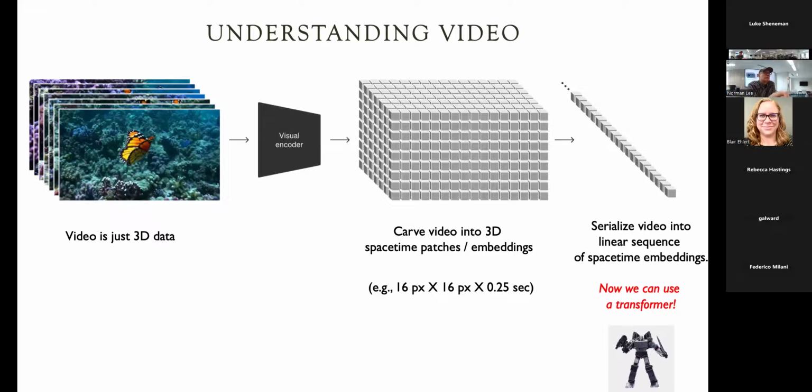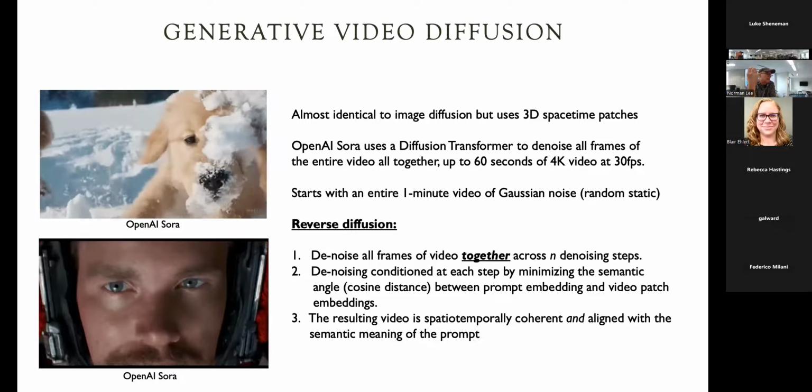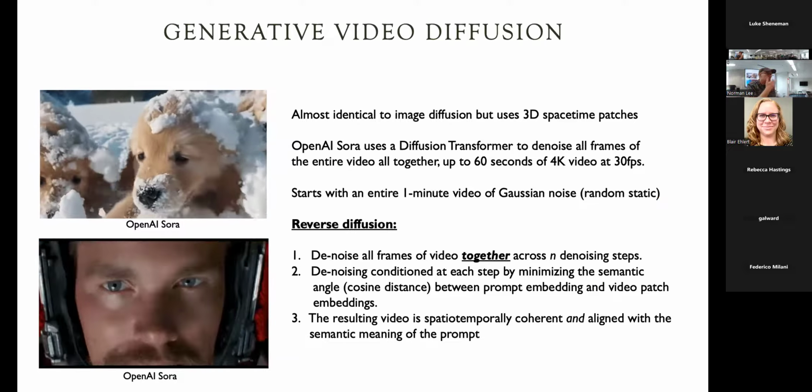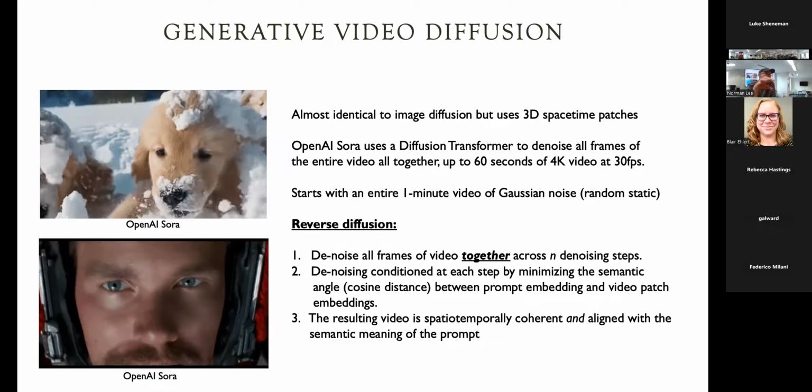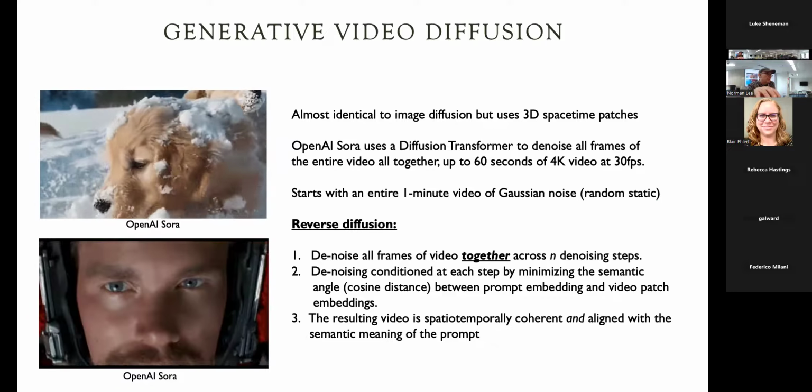And now you can use transformers on it. So video is actually not that hard. It's just very data hungry, right? Because it's a lot of data, and your sequences can be quite long, but it is the same concept just applied to 3 dimensions. And so generative video diffusion is almost identical to the 2D diffusion I just talked about, except it uses these 3D space-time patches.